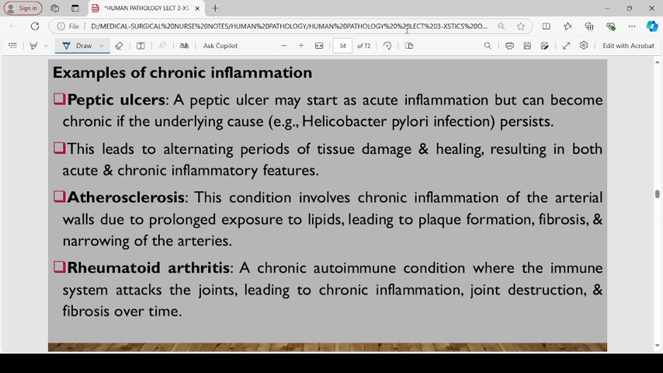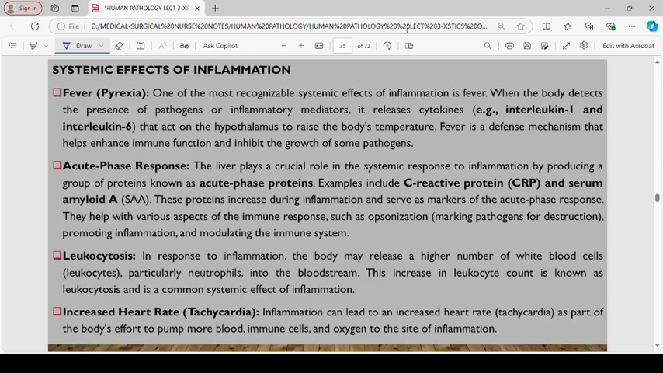As for atherosclerosis, this condition normally involves chronic inflammation of the arterial walls due to prolonged exposure to lipids, leading to plaque formation, fibrosis, and narrowing of arteries. Rheumatoid arthritis is a chronic autoimmune condition where the immune system attacks the joints, leading to chronic inflammation and joint destruction and fibrosis over time.